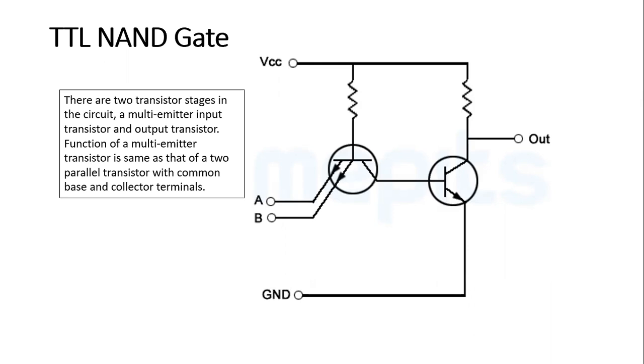Here you can look at the circuit diagram. We have a multi-emitter input. You can see A and B, two emitters, and the output collector is only one. Why have we given two emitter inputs? Because it indicates the two inputs given to it. Based on how many inputs the NAND gate has, that many emitters will be there. Because this is a 2-input NAND gate, 2 emitters are there. If it was a 3-input NAND gate, 3 emitters would have been there.